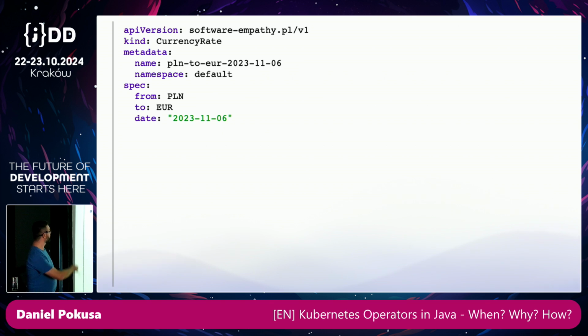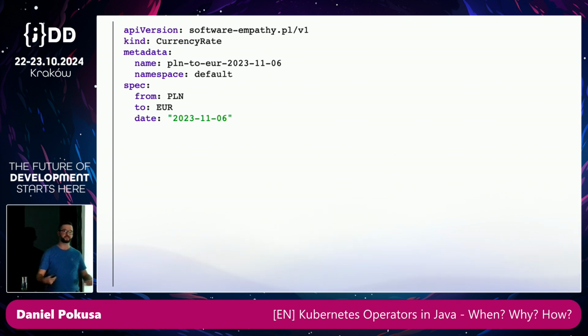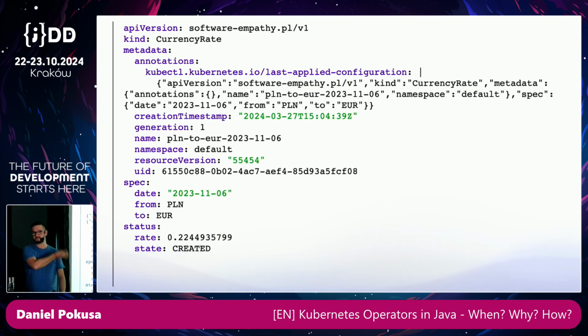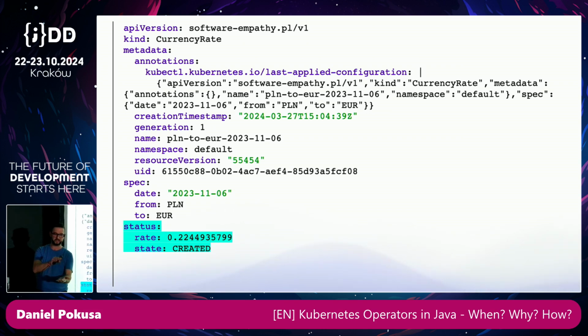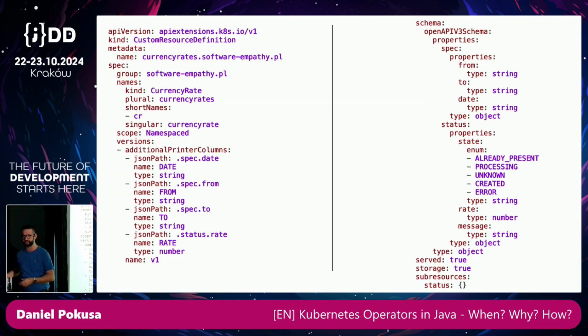For example, imagine that I wrote a currency rate. I will have a specification from this currency to this currency from this date. And I want to see the exchange rate for this currency rate. That's the simplest thing that I can imagine. After applying, I would like to see something like that. There will be a status somewhere here, and I will see the rate from this particular day for these 2 currencies. And also, if I run kubectl get currencyrate, I should see it in the console with all the fields, all the print tables, that kind of stuff.